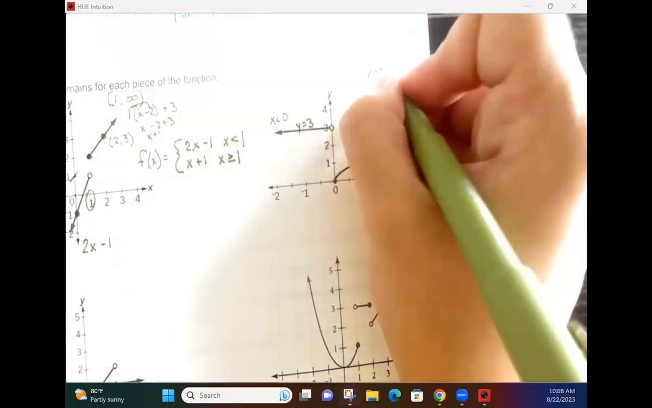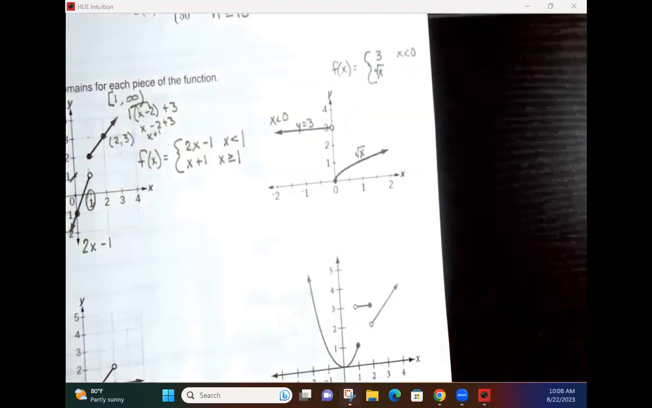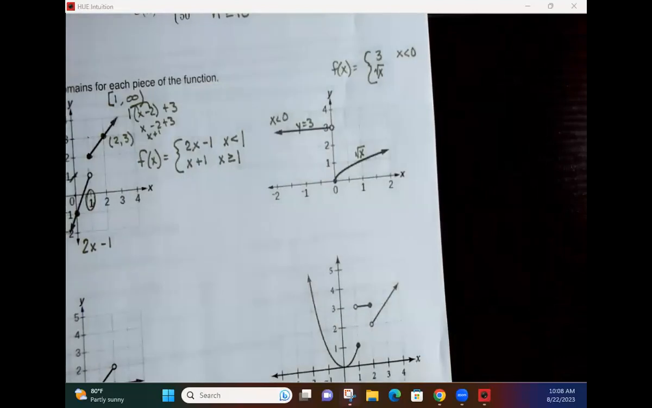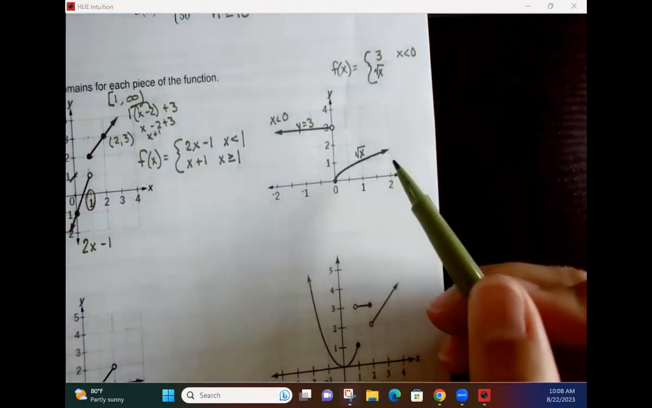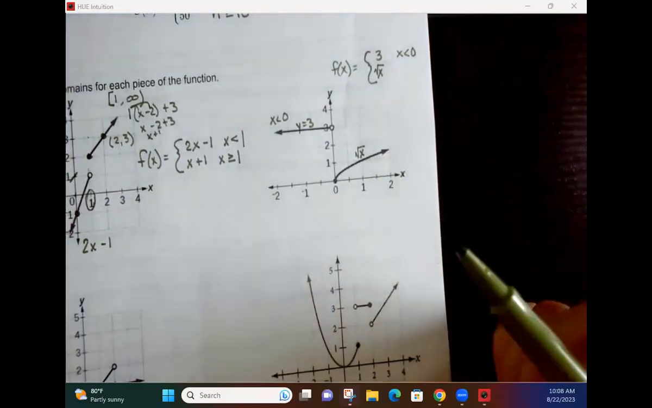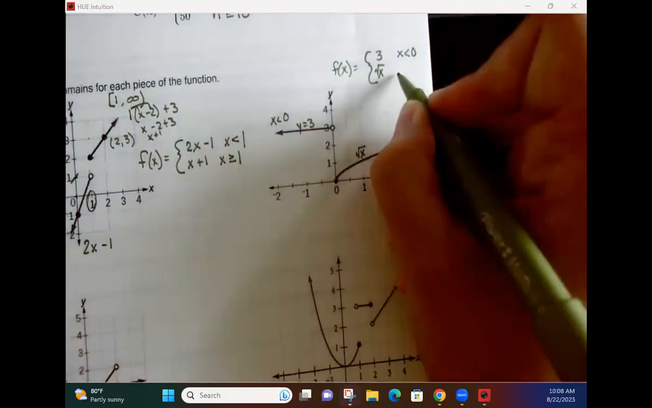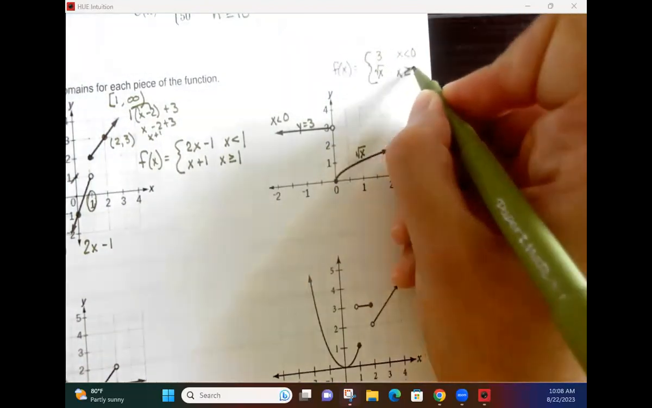So we describe our function as the square root of x for domain values that are, what kind of x values would we use this other part for? Greater than or equal to 0, right? It's filled in circle there. So when x is greater than or equal to 0.